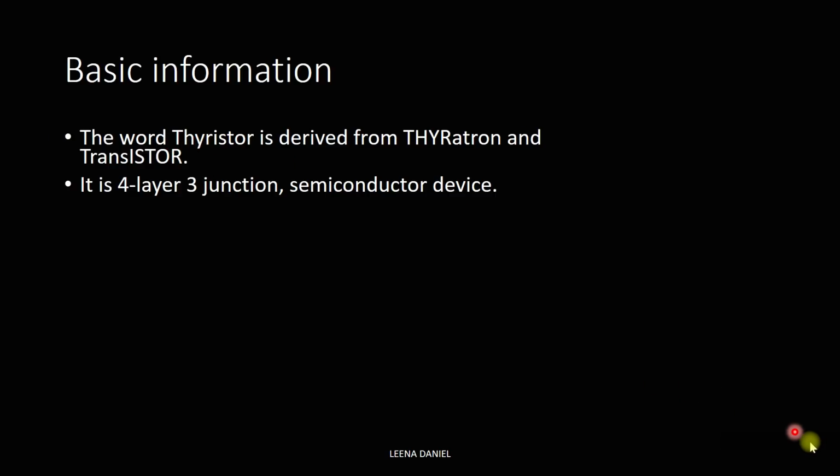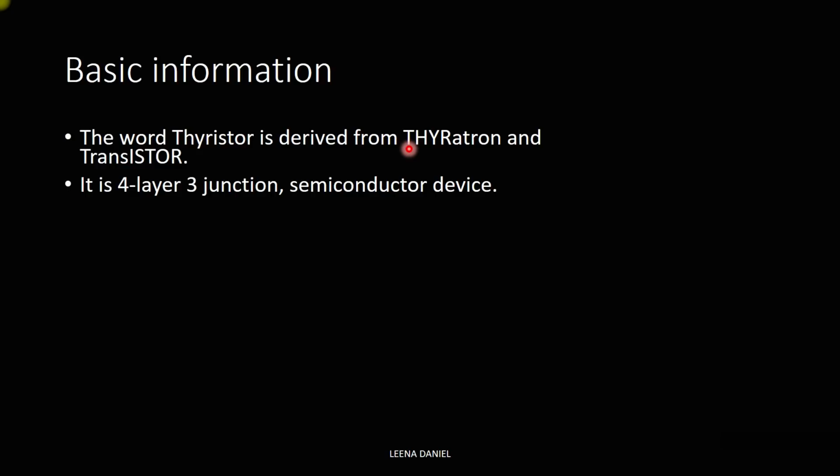This means the thyristor is a solid state device like a transistor and has characteristics similar to a thyratron tube. Thyratron tubes were used earlier in circuits because the thyratron tubes possess an anode terminal, a cathode terminal and the middle one is the grid, and all this construction is enclosed in a vacuum tube.